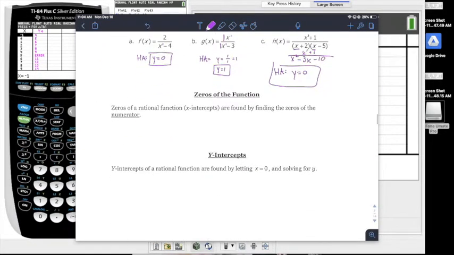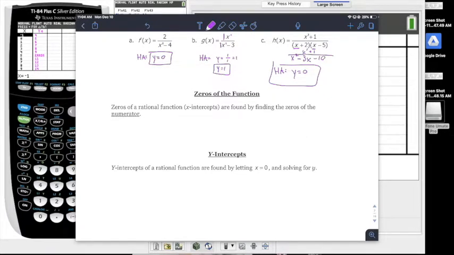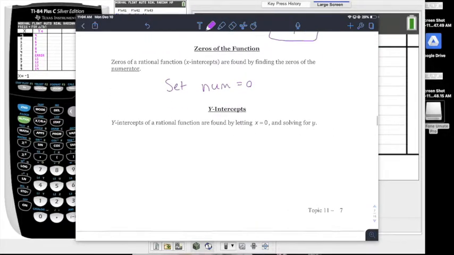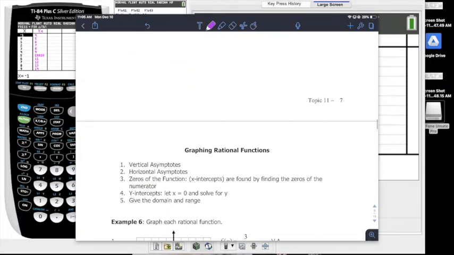Okay, zeros of a rational function. The x-intercepts are found by finding the zeros of the numerator. So basically set your numerator equal to 0, and you'll be able to find your x-intercepts. And we'll show you that here in a second. Your y-intercepts, if you plug in 0 for x, you can find those right there. Those are going to be pretty straightforward. And I think we're going to do that here in just a second.